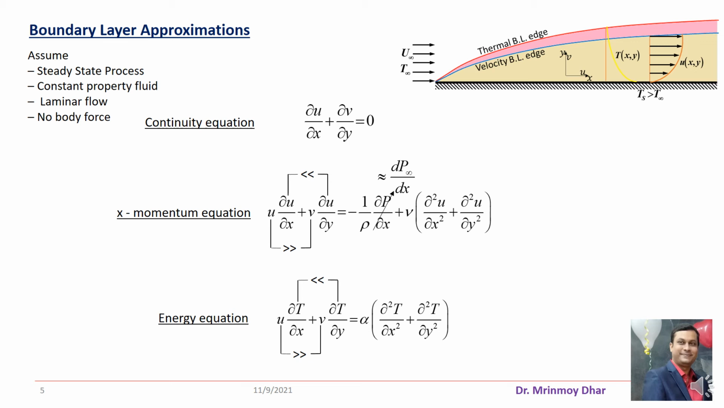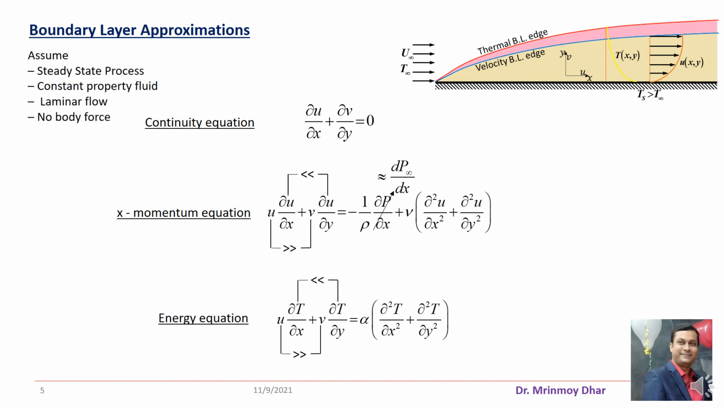Del u del x is much less than del u del y. Why is it so? Because there is velocity variation within the small boundary layer thickness, from 0 at the flat plate or solid surface to the free stream velocity at the boundary layer edge. So over this small distance, the flow velocity u is undergoing a large change. So del u del y will be much higher than the del u del x term.